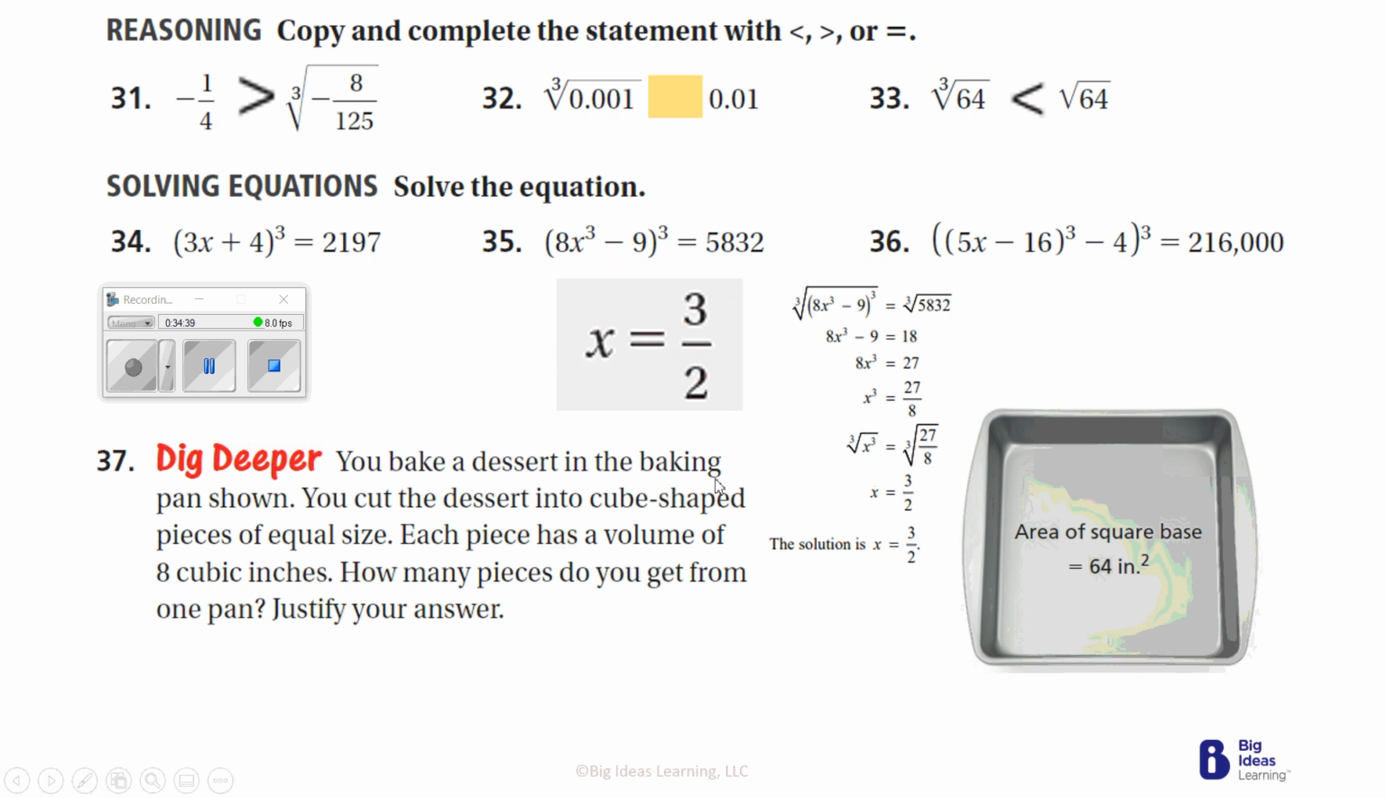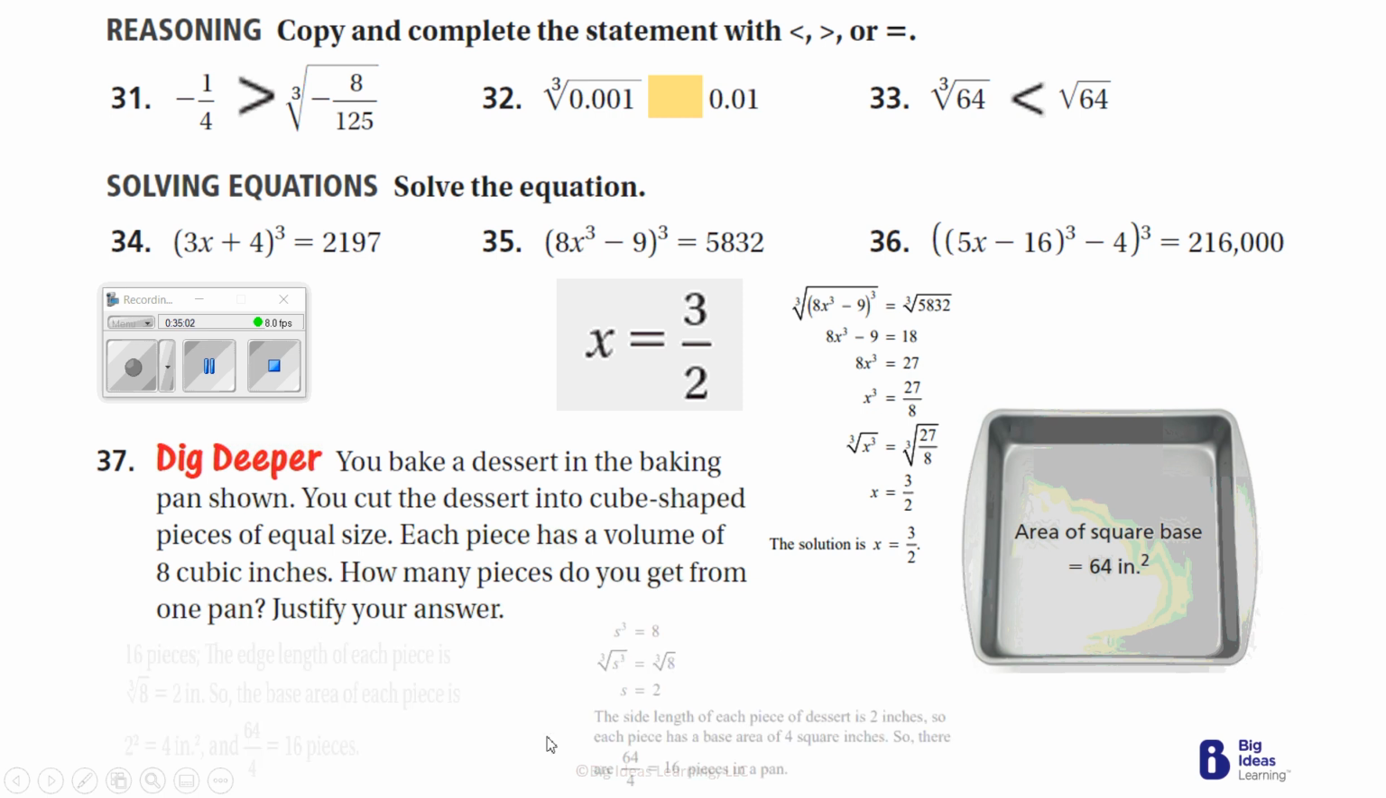I'm going to erase all this ink. And there's the work, just like I showed it. Wow, very grateful that that worked out well. 37 is next. It says you bake a dessert in the baking pan shown. You cut the dessert into cube-shaped pieces of equal size. Each piece has a volume of 8 cubic inches. How many pieces did you get from one pan?